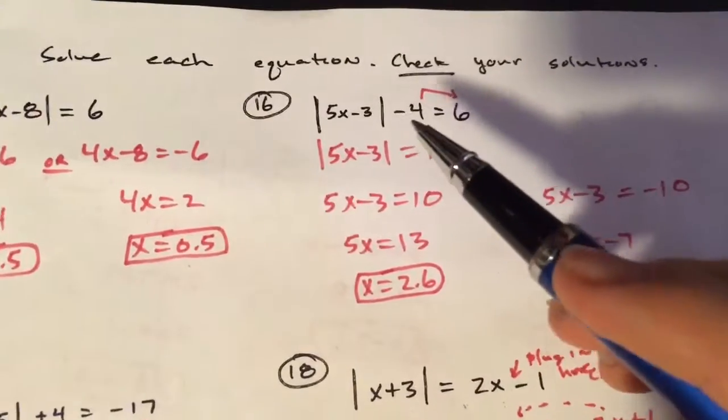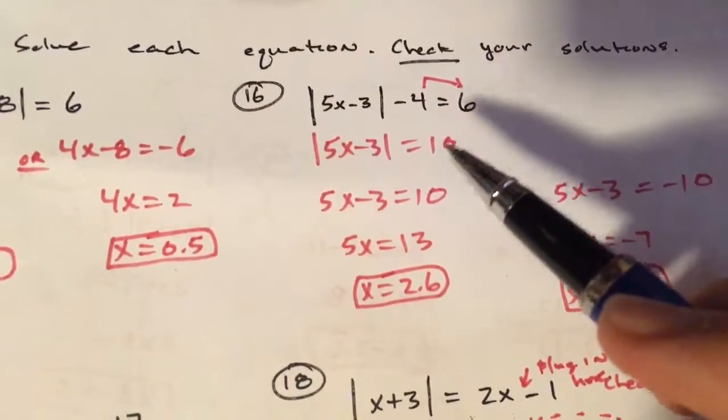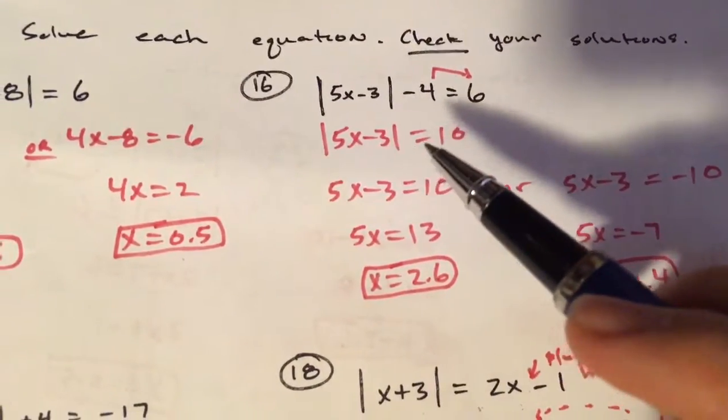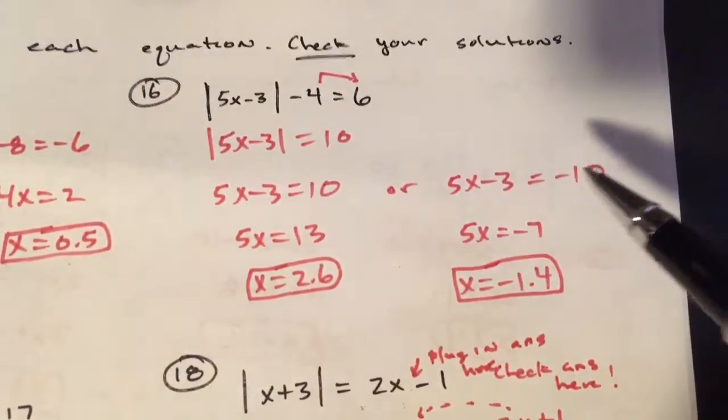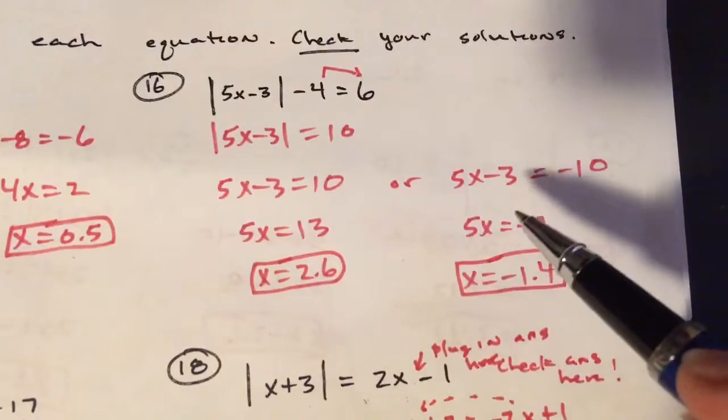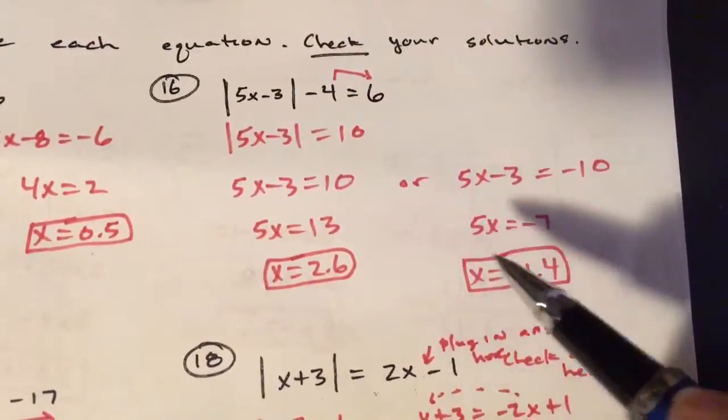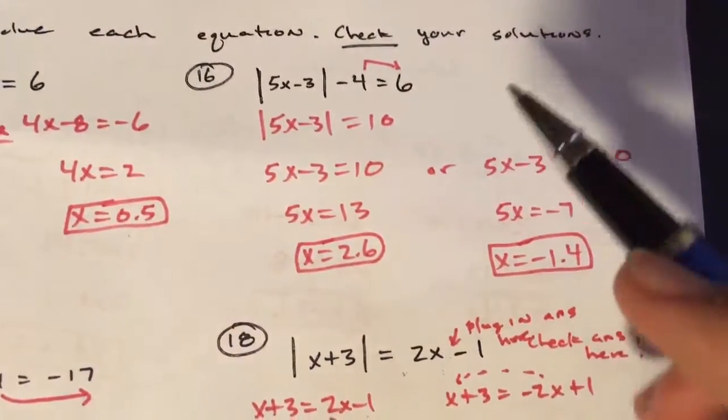All right, guys, on 16, you have to add 4 first to get into hashtag go time. 5x minus 3 in the absolute value equals 10. That's my first equation. Or it equals a negative 10. Add 3 to both sides and divide both by 5. Notice it says check your solutions. We're going to do that here on 18.